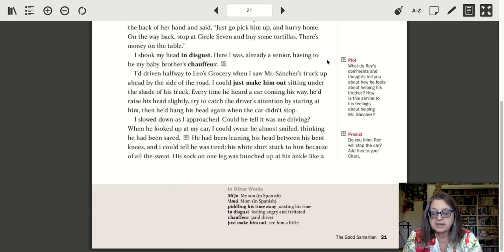I slowed down as I approached. Could he tell it was me driving? When he looked up at my car, I could swear he almost smiled, thinking he could be saved.